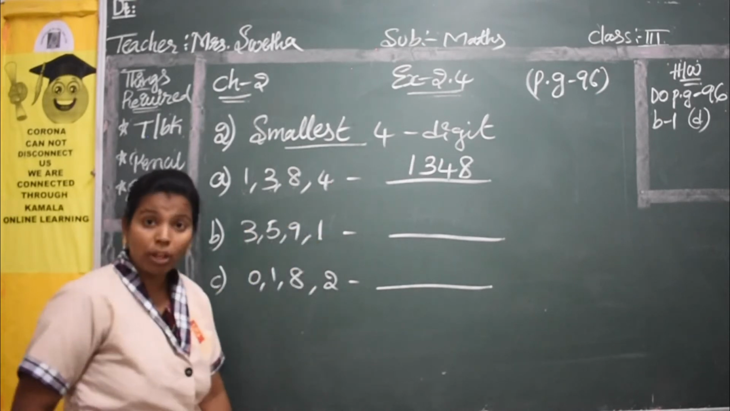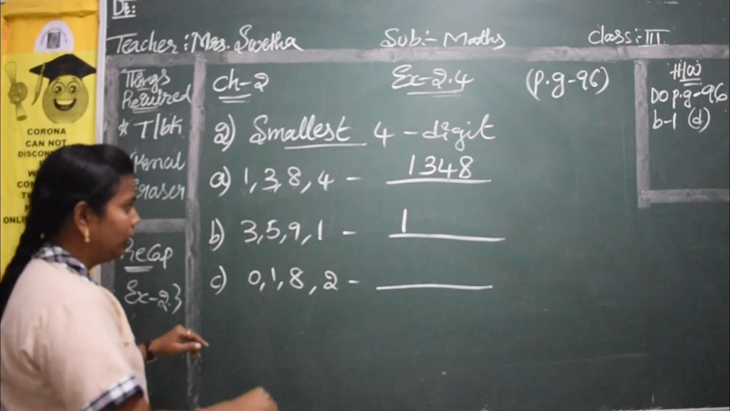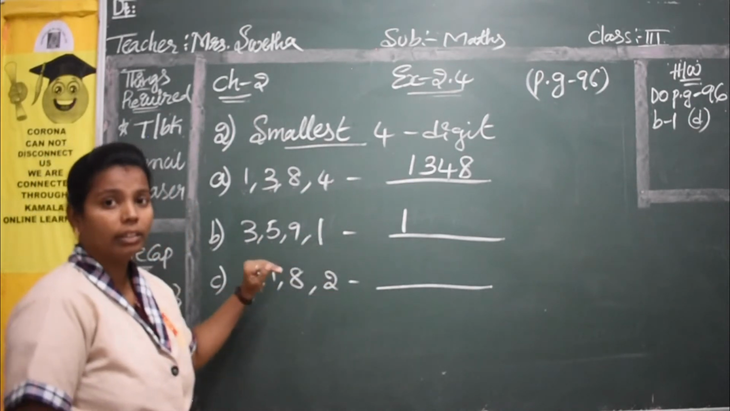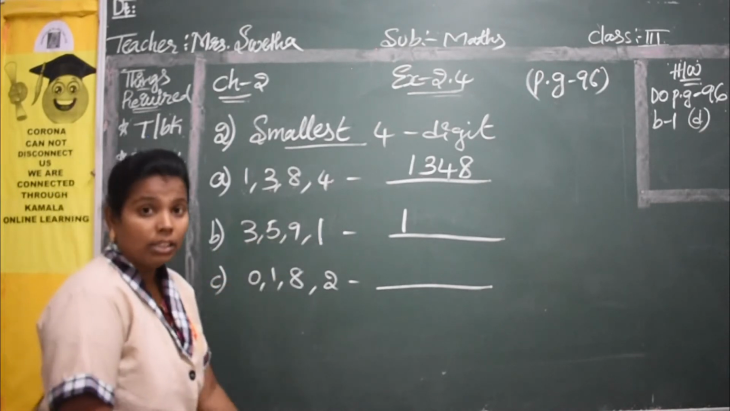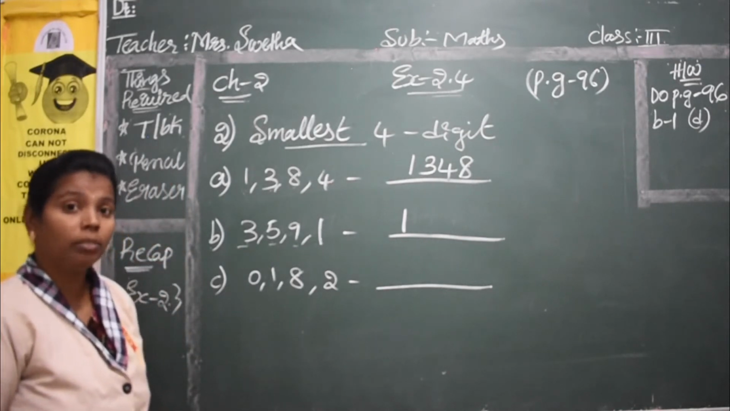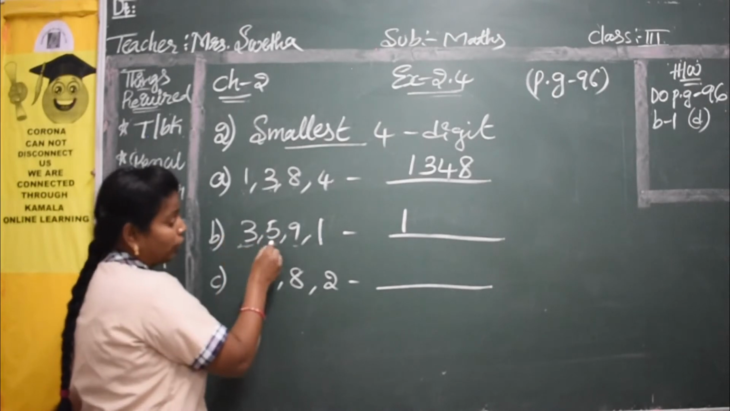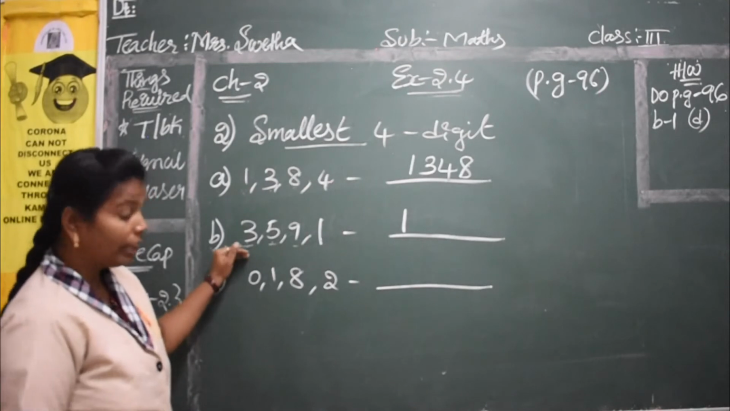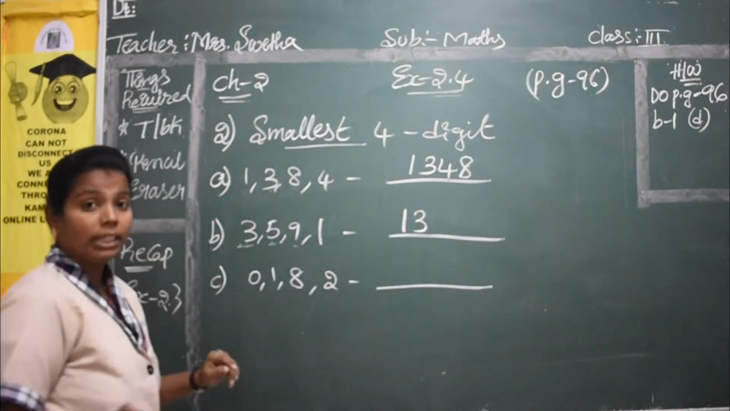Now see the second one, 3 5 9 1. Which is the smallest one? Number 1. From all these numbers, number 1 is the smallest. See the other 3 numbers, 3 5 9. From these 3 numbers, which is the smallest one? Think here, you have 3 chocolates, 5 chocolates and 9 chocolates. Where do you have very few chocolates? In number 3. So take number 3. Don't write any commas in the middle.